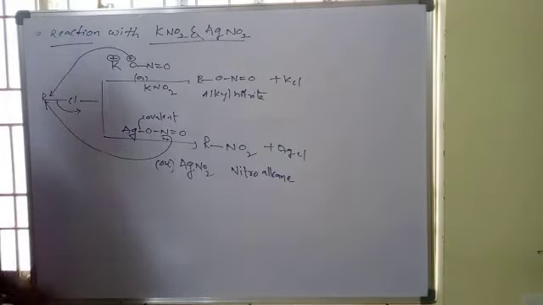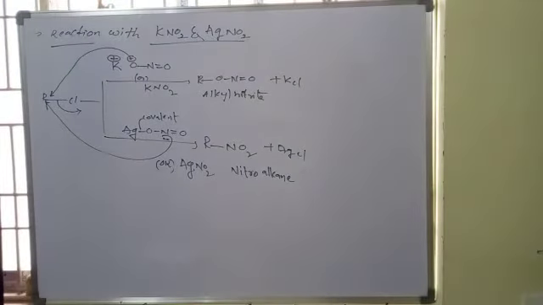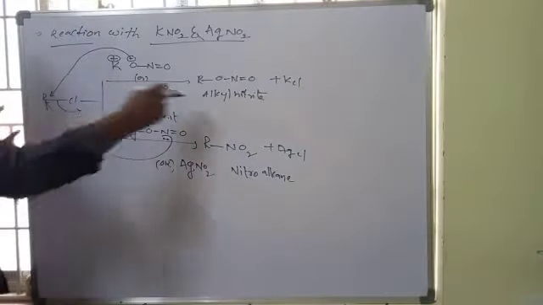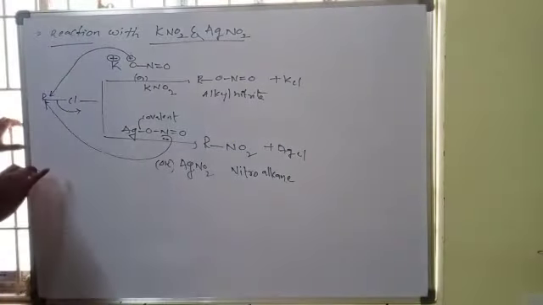So the difference you should observe: with silver nitrite, nitrogen is attacking, and with potassium nitrite, oxygen is attacking. So in this case alkyl nitrites are the products, and in the other case nitroalkanes are the products.